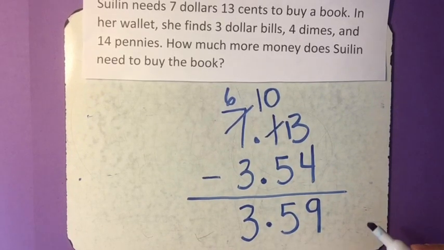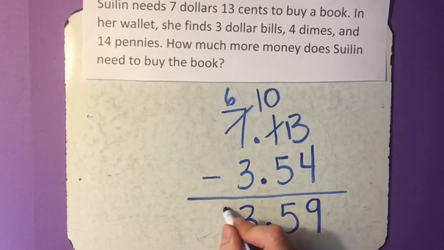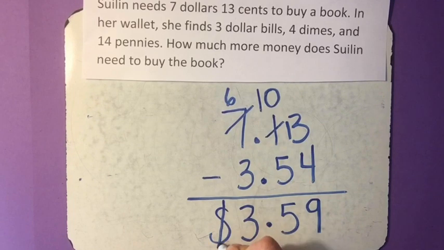And then 6 take away 3 is 3. And so the answer to the question, how much more money does Sue Lynn need to buy the book? She needs $3.59 to buy the book. And we put a $ sign there.